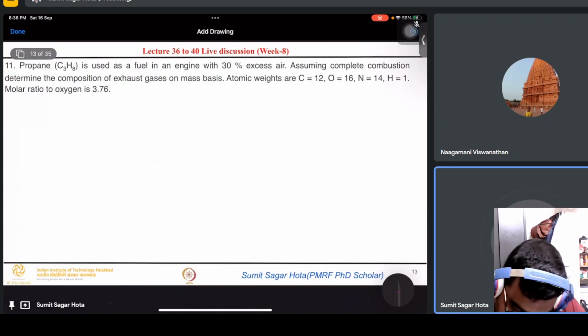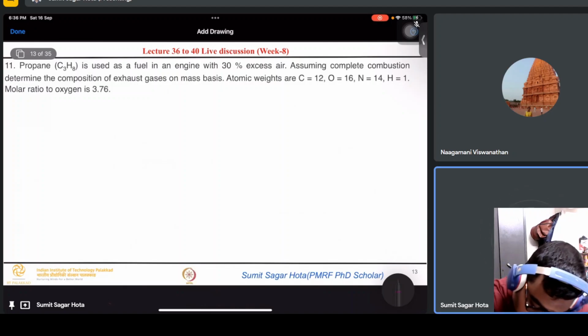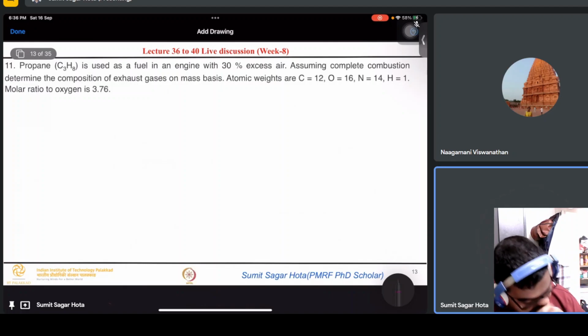Propane C3H8 is used as a fuel in an engine with 30% excess air. Assuming complete combustion, determine the composition of exhaust gases on mass basis. Atomic weights are C 12, O 16, N 14 and H 1. Molar ratio of oxygen to nitrogen is 3.76. Okay, so this is the question.